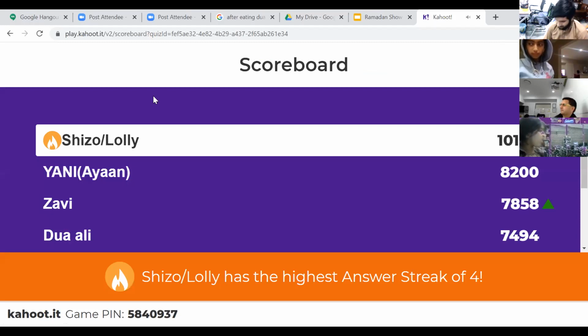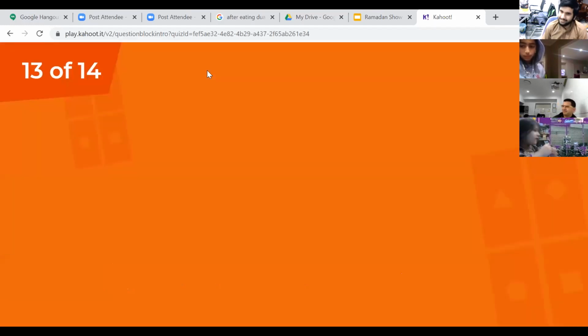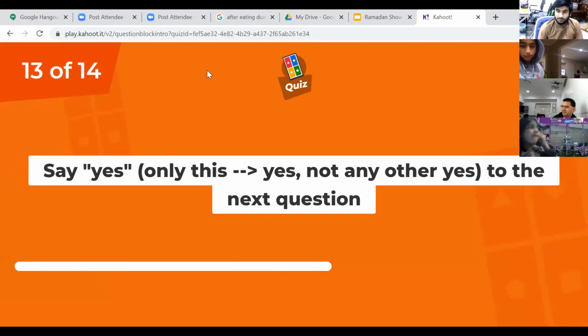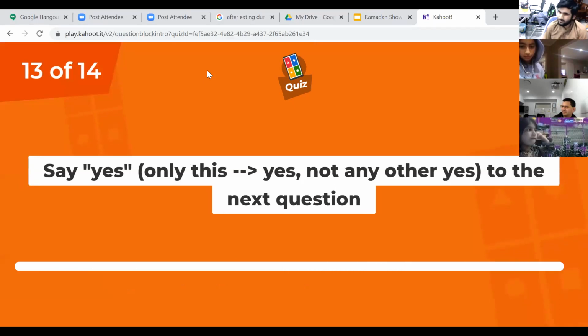Zavi moves up to third. Shazin crosses 5 digits with 10,108 points. That's impressive. And Ayan still remains second. Okay, 13th question. Say yes, only this yes, not any other yes, to the next question.